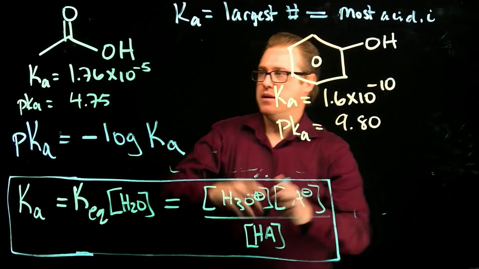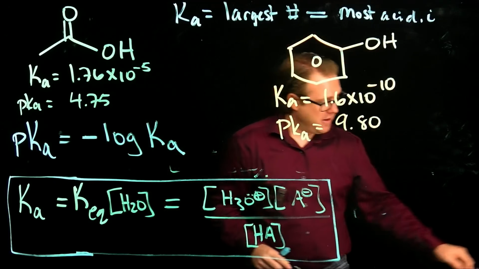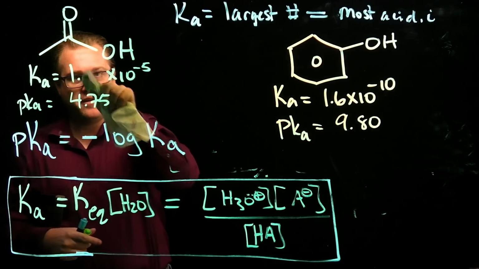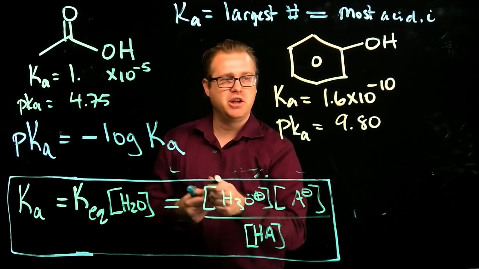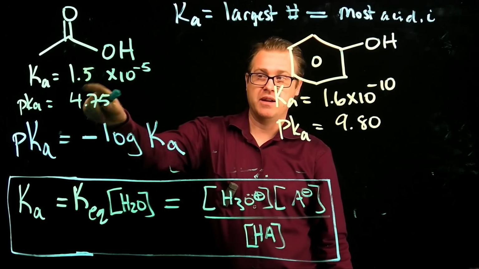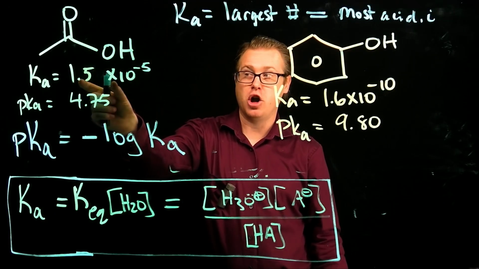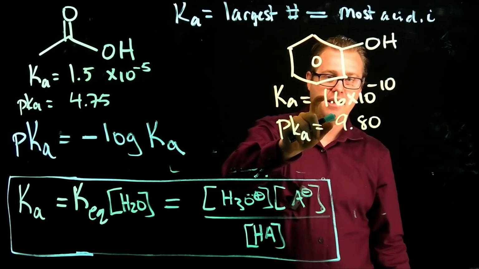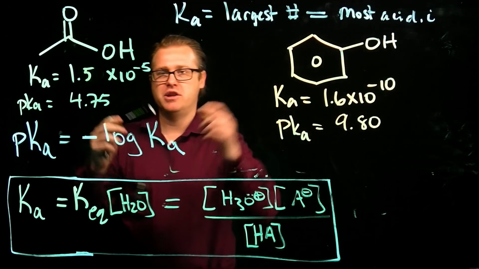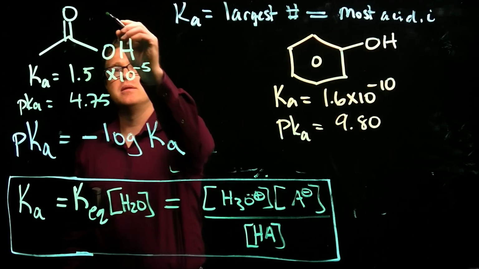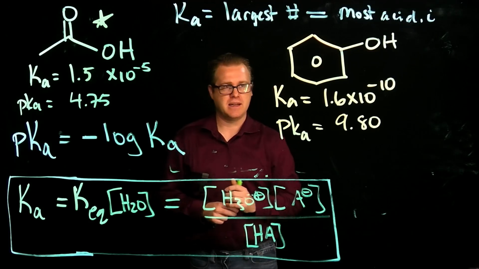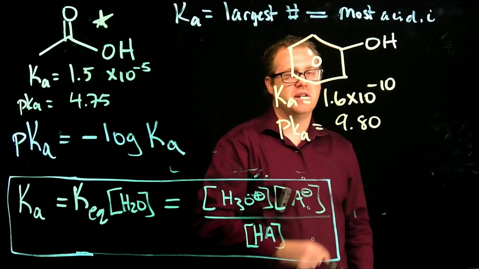All right. Now let's just make sure, if scientific notation is a little bit troubling for you, then it's something you need to review. So 1.76 times 10 to the negative 5 is larger than that Ka. And so we could say, hey, between these two acids, which one's the most acidic? Acetic acid. Acetic acid, way more acidic than the phenol.